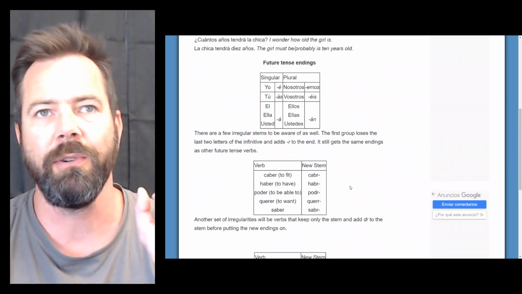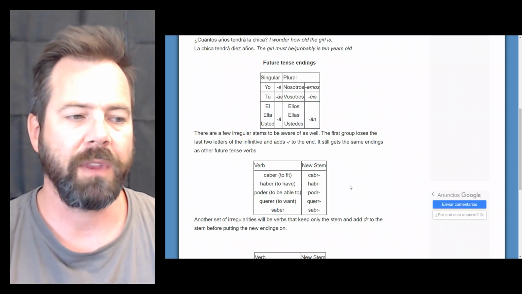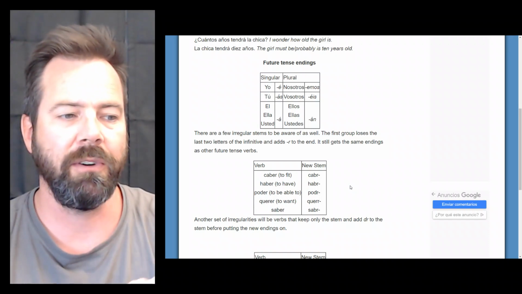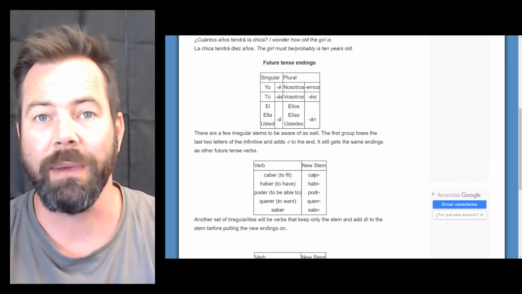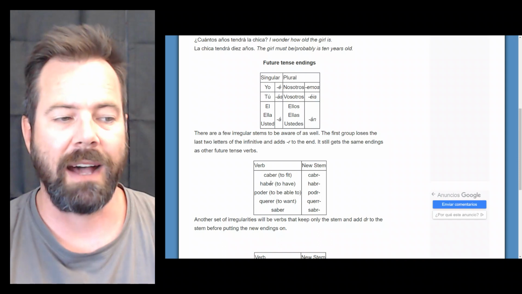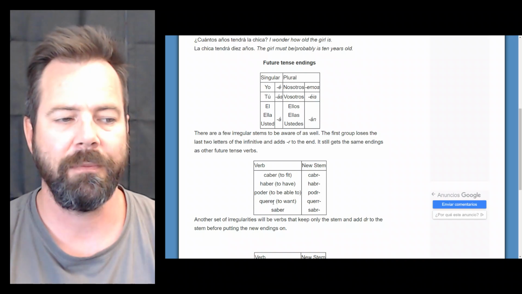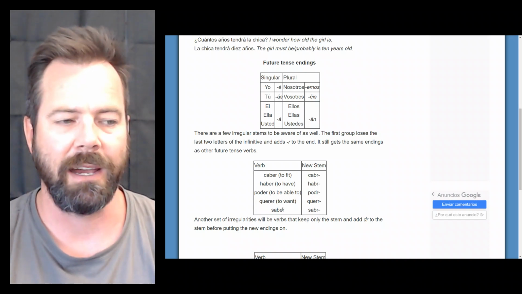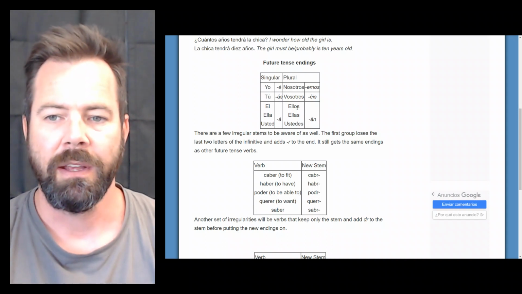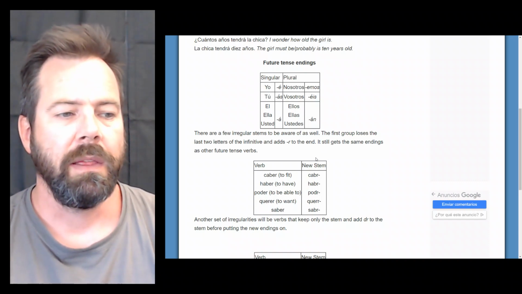You can break them into two groups plus two more irregulars. So there's one group of 5 where you basically take the vowel out of the ending. For example, caber would just be C-A-B-R, so like cabré, cabrás. Next one is haber, and you just take the E out. Poder, you take the E out. Querer would take the E out. Saber would take the E out. And so you have a new stem, and then you use these same normal endings, okay? So like, I will be able to would be podré. That's one group of irregulars.